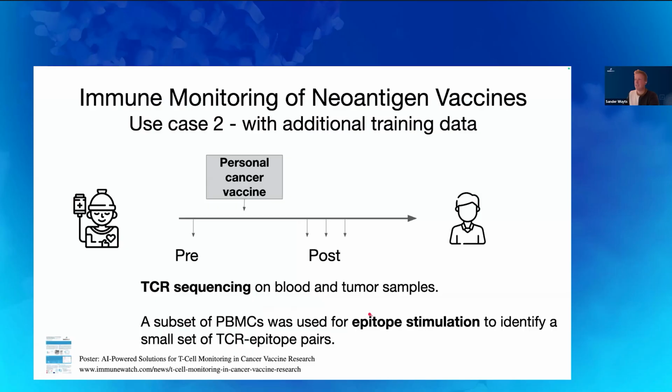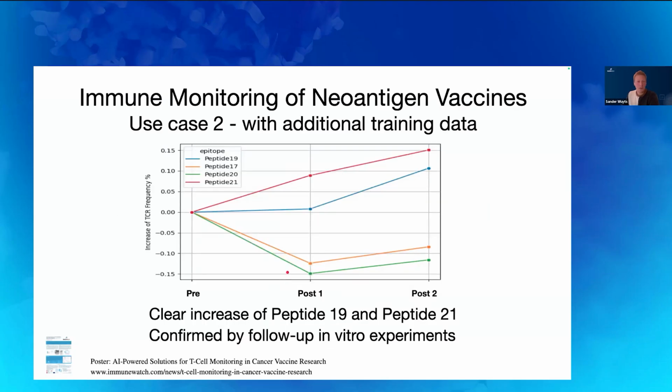We retrained the model so that we were able to track the T-cell response specifically to those epitopes used in their cancer vaccine. Here we're focusing on just 4 different epitopes in the vaccine: peptide 19, 17, 20, and 21. We see a clear increase in frequency of clonotypes mapping to peptide 19 and 21, especially in the post-2 samples, and we didn't see any increase for peptide 17 and peptide 20. So we believe that especially peptide 19 and 21 were causing the T-cell response, which was also later confirmed in follow-up in vitro experiments.